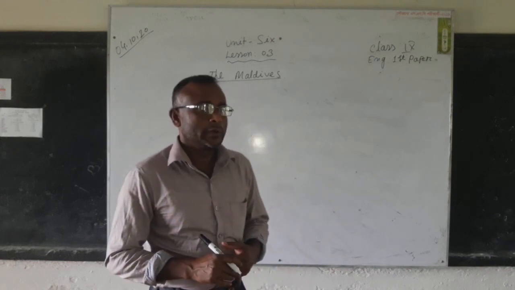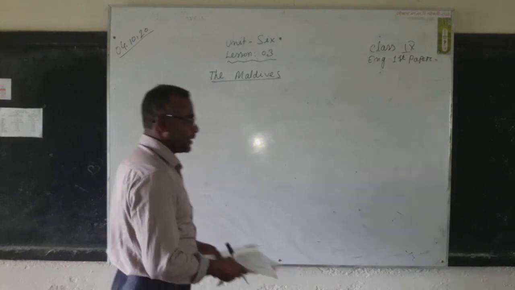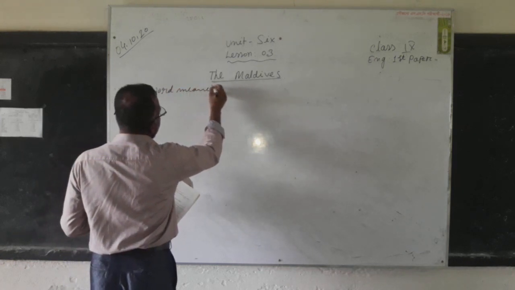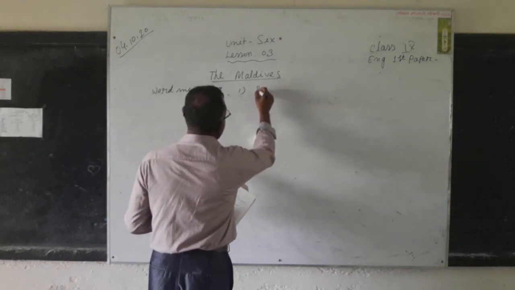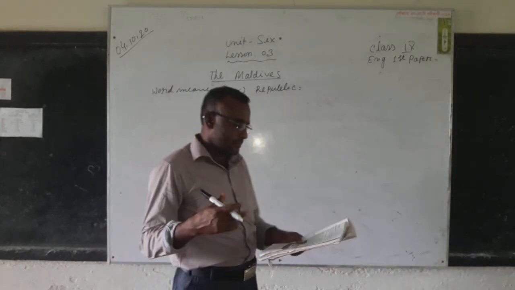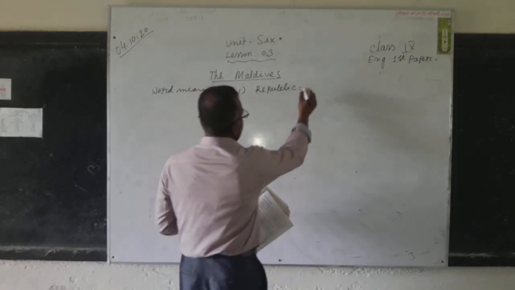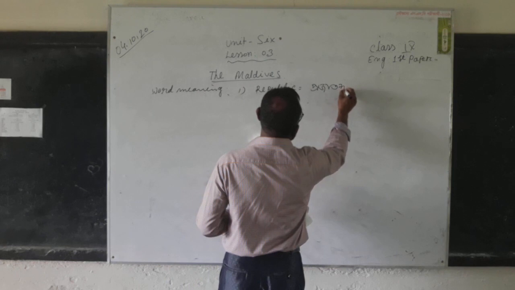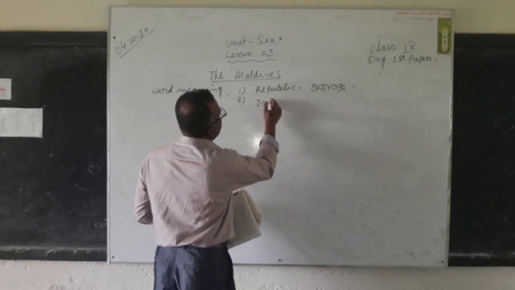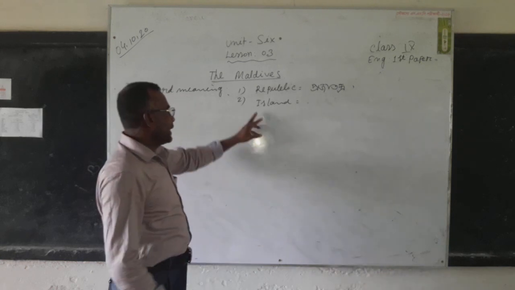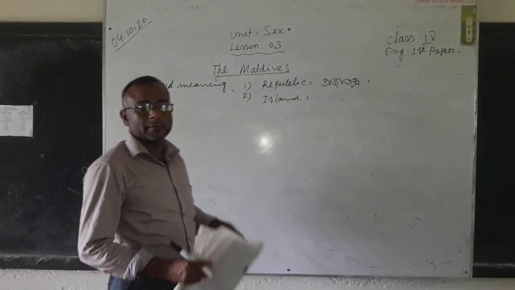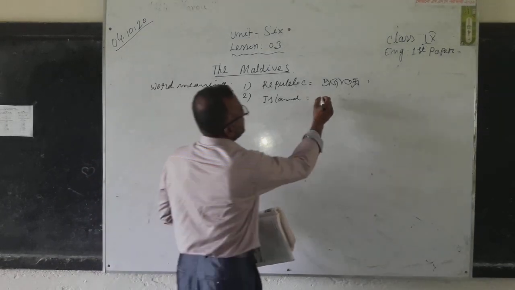Write down some keywords from the text. At first, what is the meaning? Number one, Republic. Republic is a noun, Bangla meaning Prozatantra. Number two, Island. Here, the S is silent, not island. This is called pronunciation, island. Island means Bangla Deep.